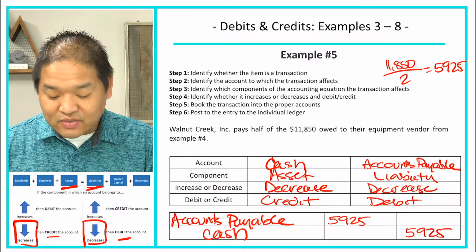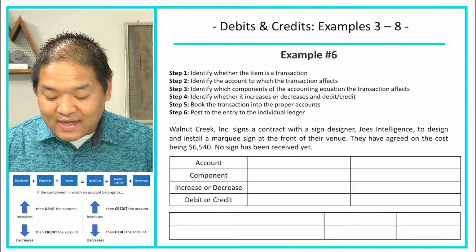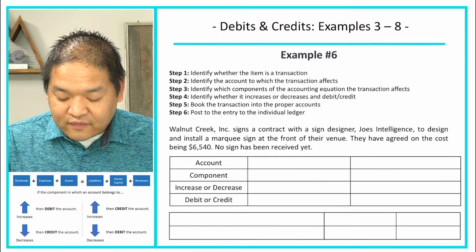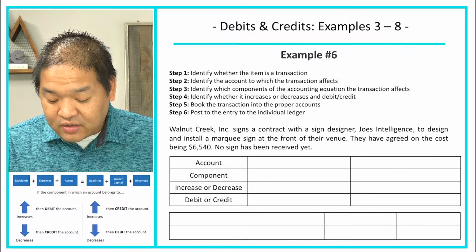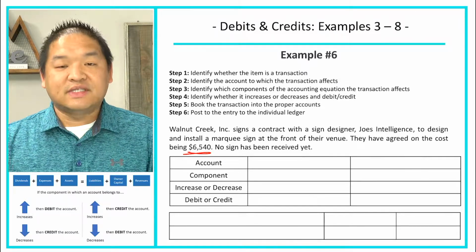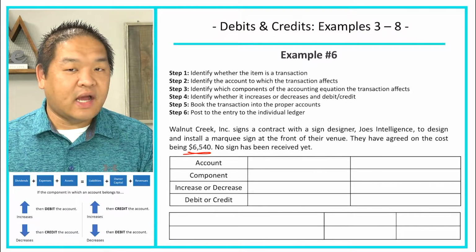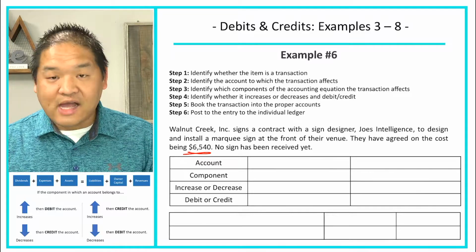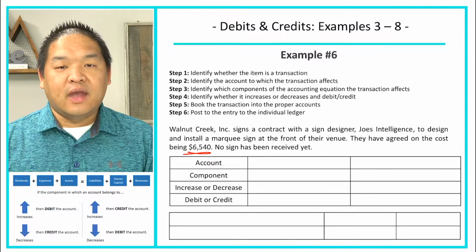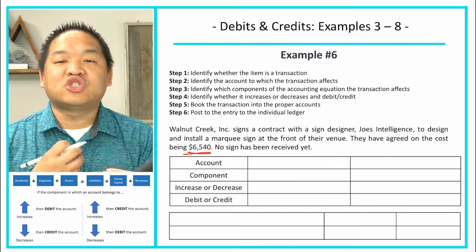Moving on to example 6 here. Walnut Creek signs a contract with a sign designer, Joe's Intelligence, to design and install a marquee sign at the front of their venue. They have agreed on the cost being $6,540. No sign has been received yet. All right, so they signed a contract, but no sign was received. It doesn't look like cash was exchanged. So the question is, is this a transaction first? And the answer is no, it's not a transaction because nothing was actually exchanged.